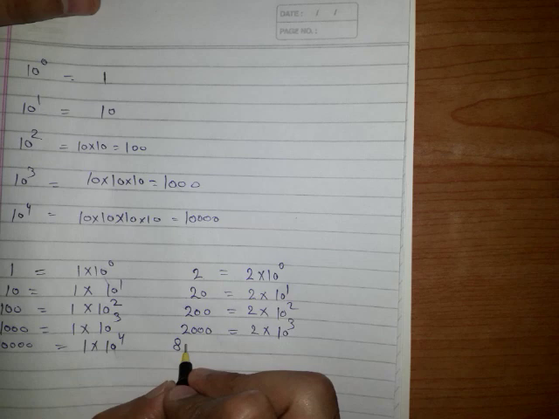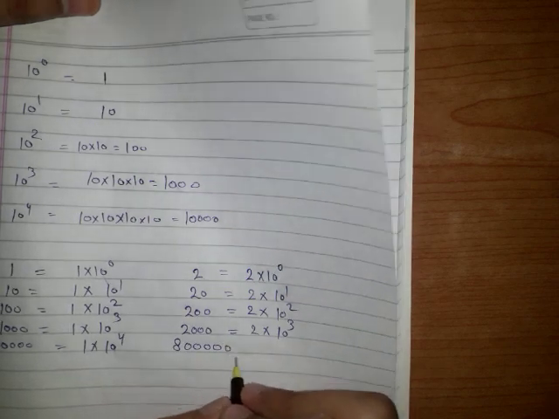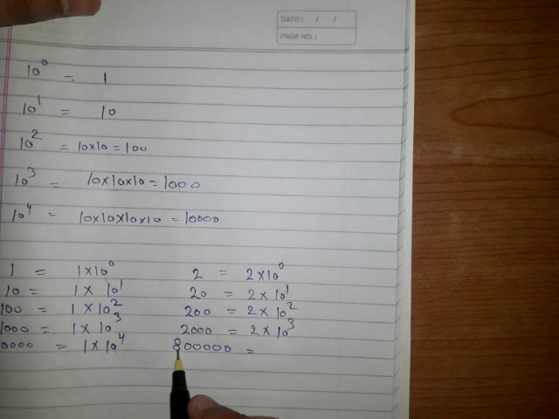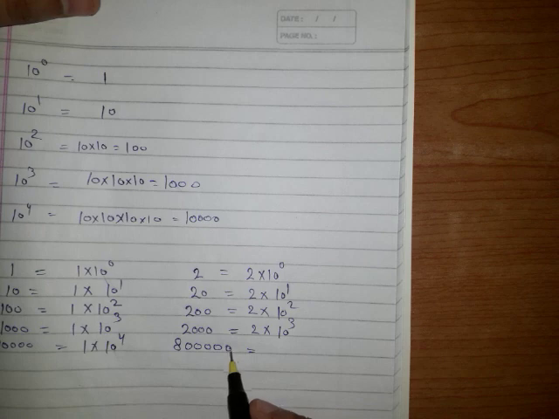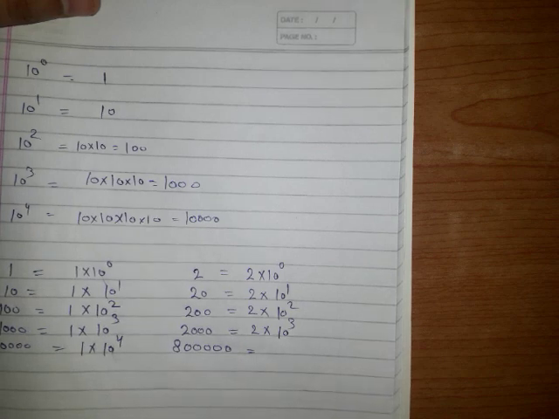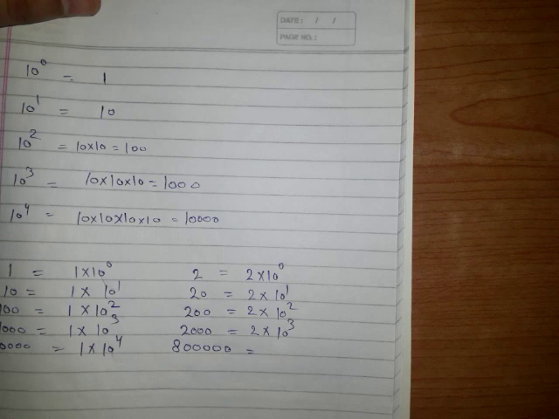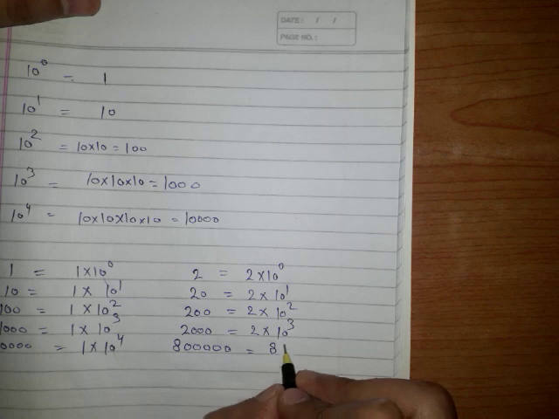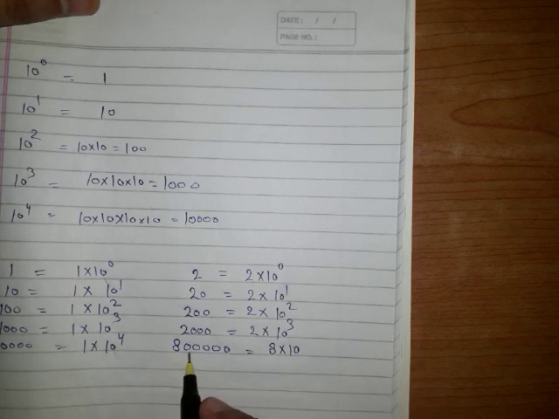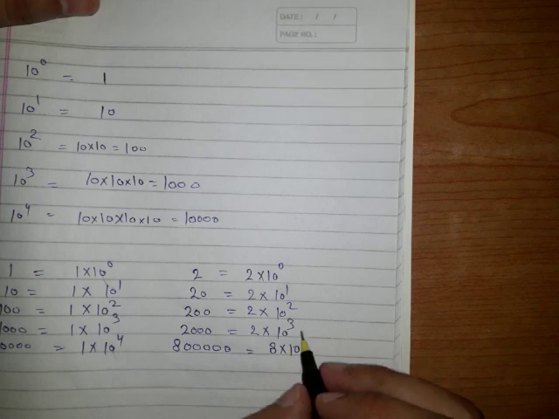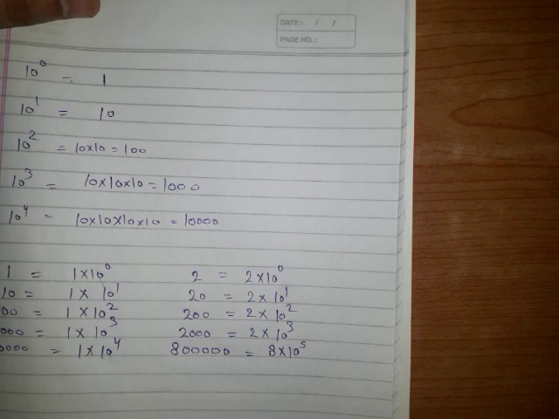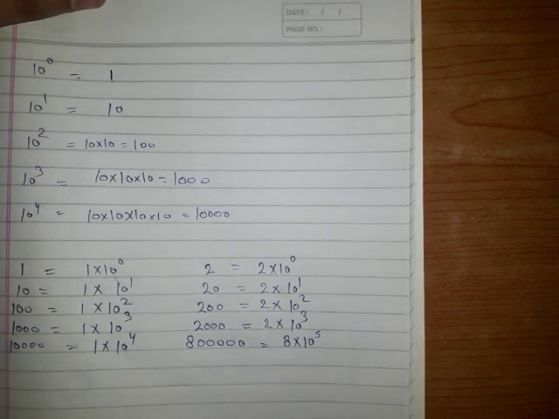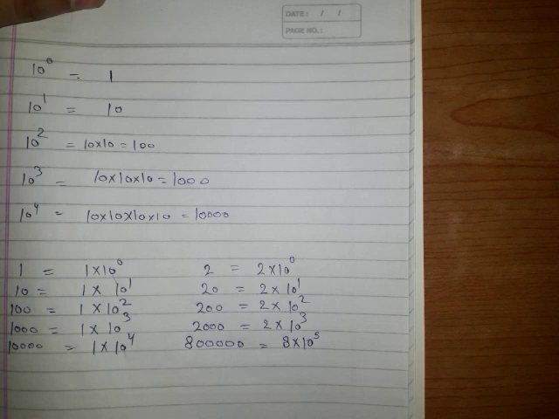Now the next question is, how will you express this number, 8 followed by 5 zeros, in its standard form? This is 8 lakh. To express this, you will write 8 multiplied by 10. Now you can count the number of zeros. There are 1, 2, 3, 4, 5. So 8 multiplied by 10 raised to the power 5 is the standard form of 8 lakh. So this is how we can convert some easy numbers into standard form.